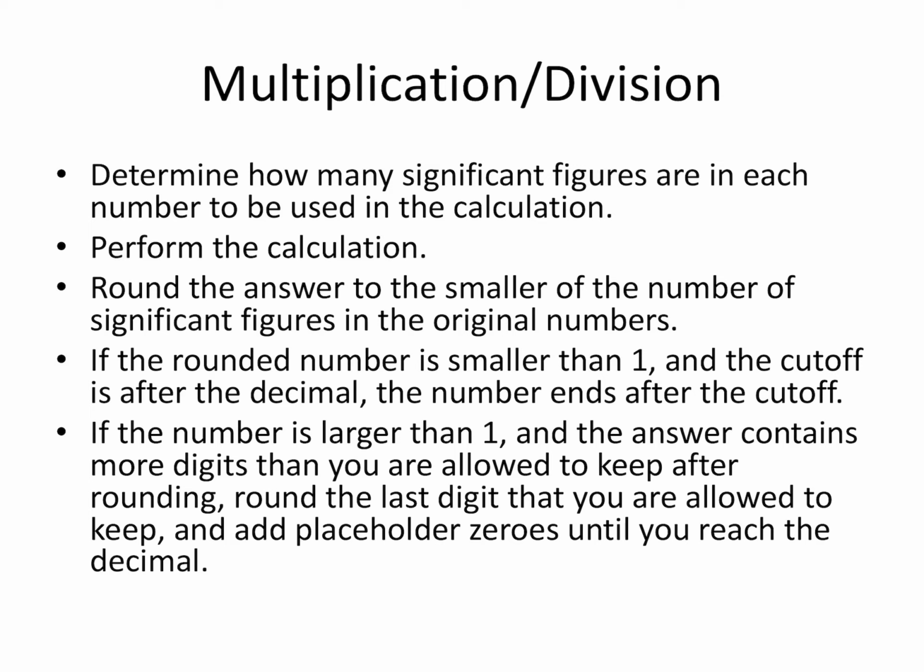Multiplication and division also share a set of rules. So first we have to determine how many significant figures are in each number to be used. Then we perform the calculation, and then we have to round the number that we get for an answer to the smallest number of significant figures that we have. And the last two rules here we'll look at as we get to them.